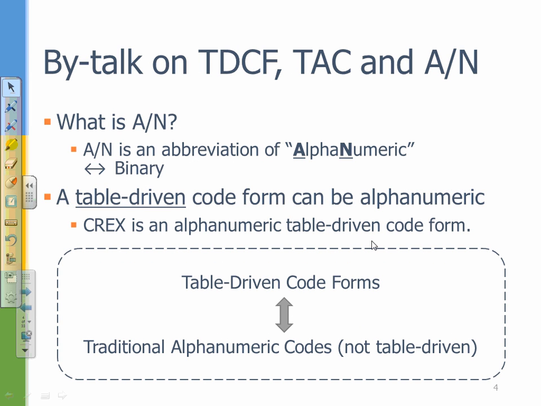And this is a little bit of a side talk, but I'd like to talk a little bit about the acronym AN. Sometimes you might encounter the acronym A/N. This is an abbreviation of alphanumeric, and this is contrasted to binary. Some people use AN to represent a traditional alphanumeric code, but actually a table-driven code form can be alphanumeric. As I said before, CREX is an alphanumeric table-driven code form. So table-driven code forms is a term contrasted to traditional alphanumeric codes, which means these are not table-driven. I hope this clears up these acronyms a little bit.